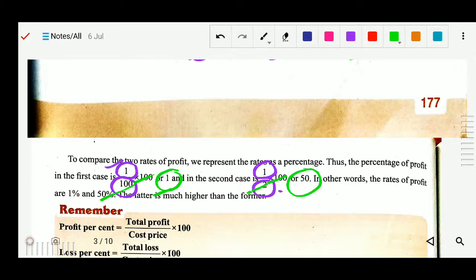So see the percentage. In the first case, what was the percentage? 1%. In the second case, it was 50%. So whose deal is better? Of course, the second one. Those who buy an article for rupees 2 and sell it for 3, that percentage is good. In both cases, the profit is 1 rupee only, but the percentage is different. Okay, understood? So that's why in profit and loss, we use this concept.